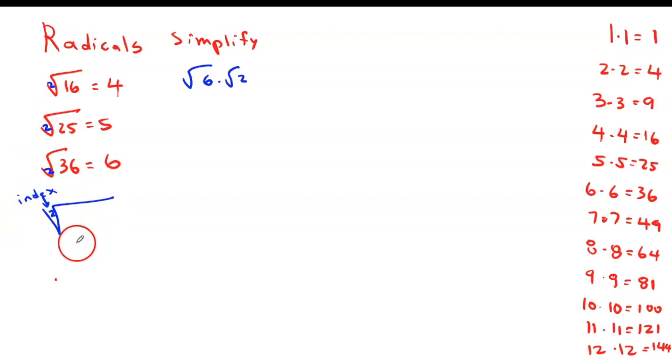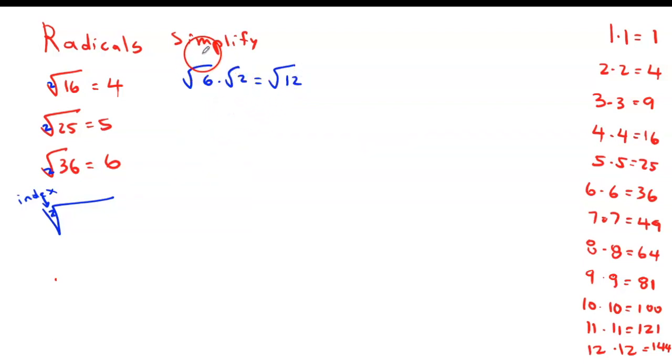The number on the inside is called the radicand. 36 is the radicand, 25 is the radicand, 16 is the radicand. The little 2 is the index, all right? So if I'm multiplying two radicals with the same index, in this case square roots, what I do is I multiply the inside with the inside. So this will give me square root of 12.